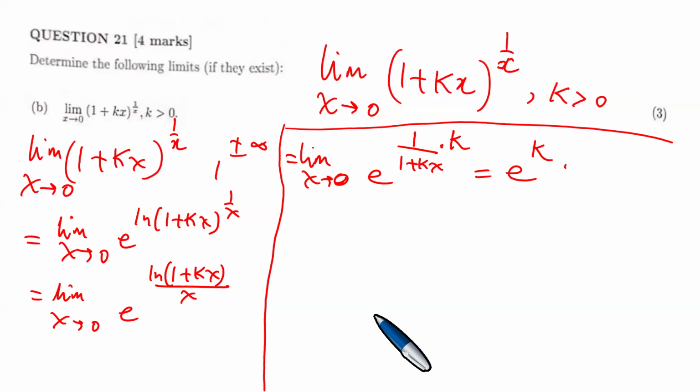Any question on this one? No question. That is by and large how these questions had to be done. The answer is e to the power k, together with k positive. Yeah, that is the answer.